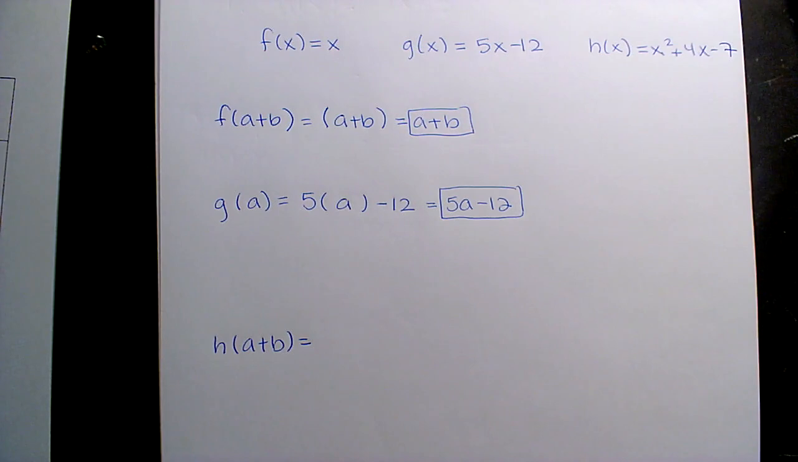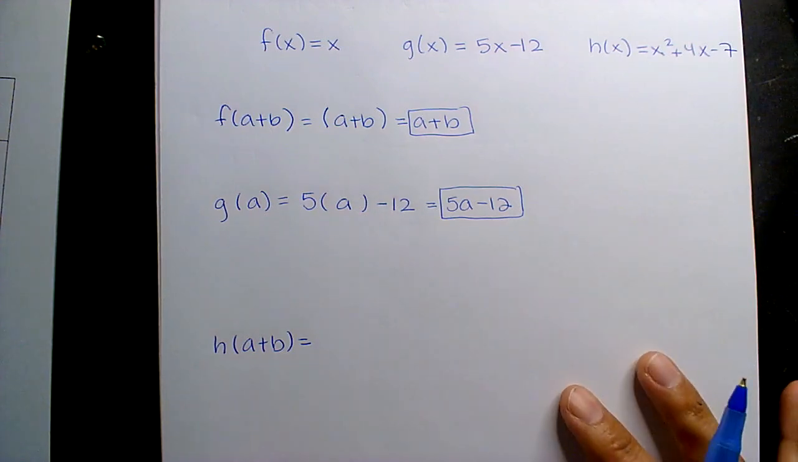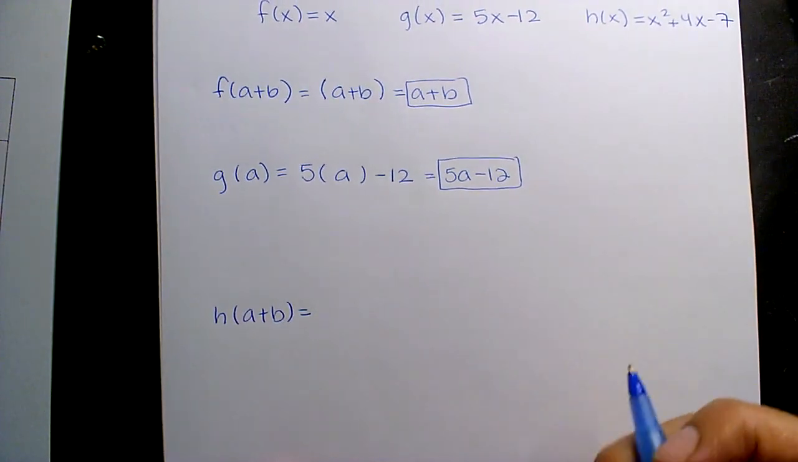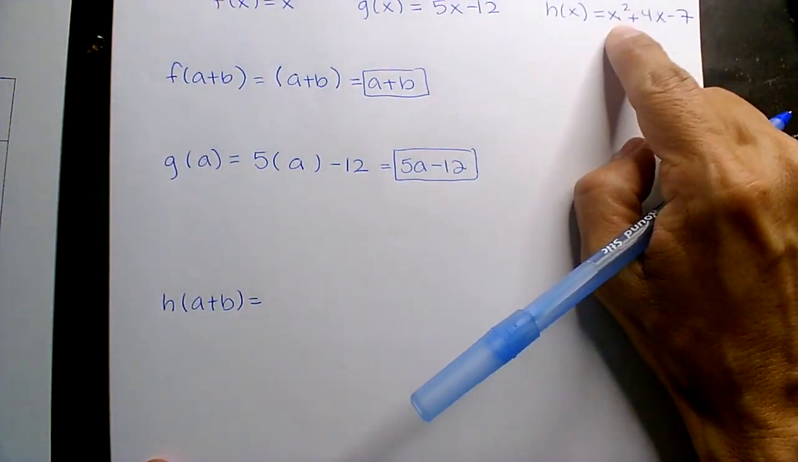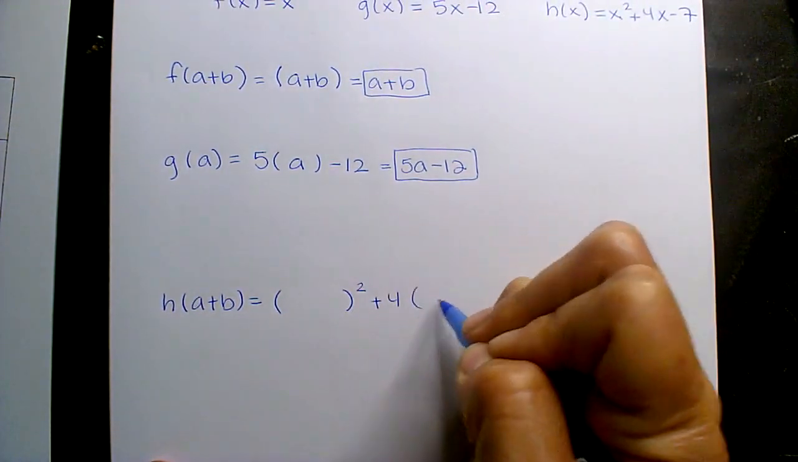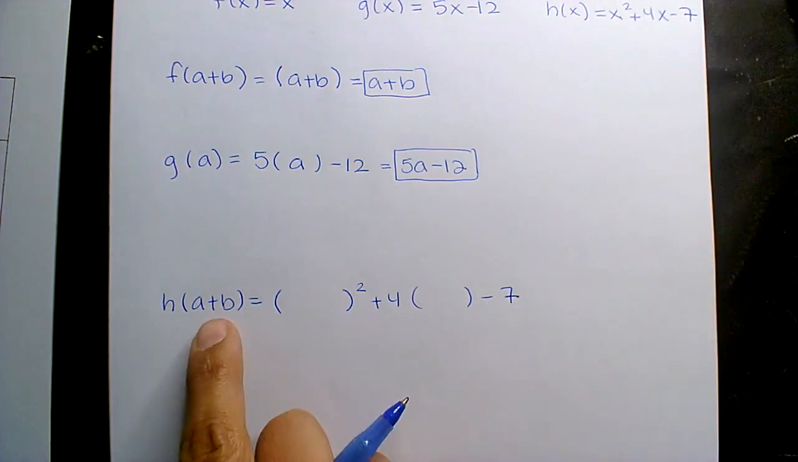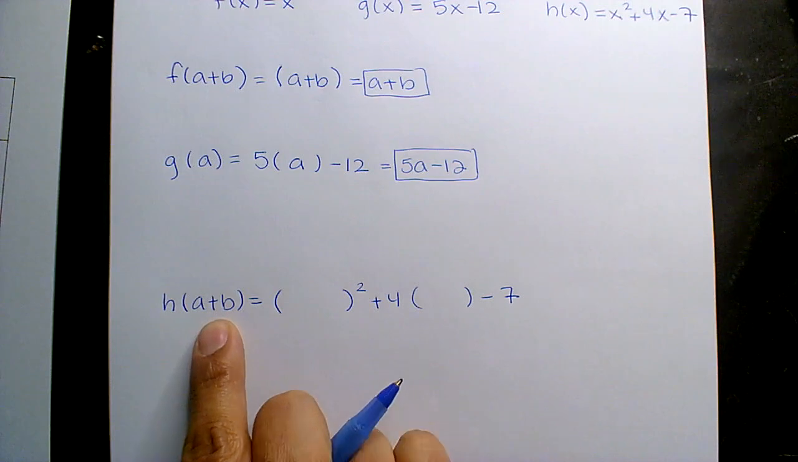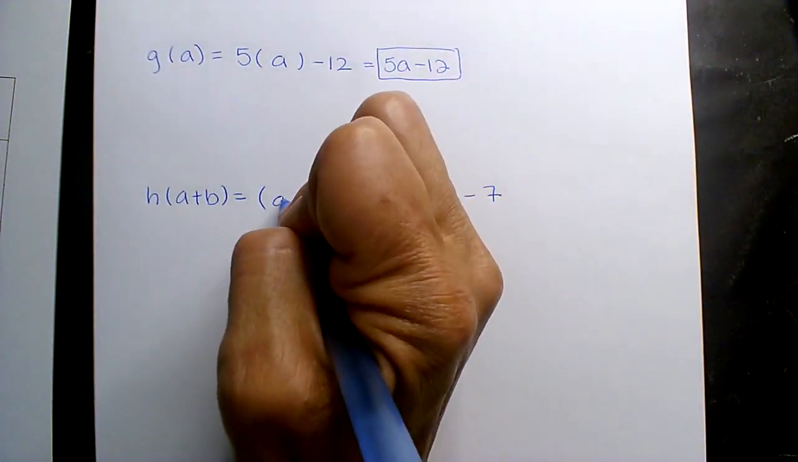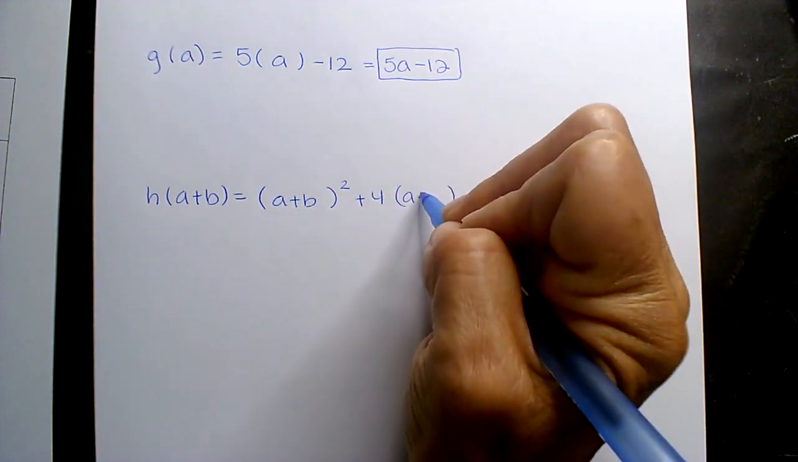Okay, and now here we're gonna FOIL: first, outer, inner, last. You know how we expand it. Don't worry, I'll do the box method over here to let you get comfortable with it. So rewrite it: placeholder squared plus 4 placeholder minus 7, and now I'm going to substitute that a plus b wherever there's an x. So a plus b, a plus b.